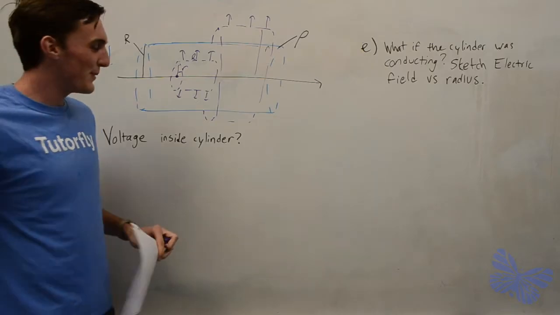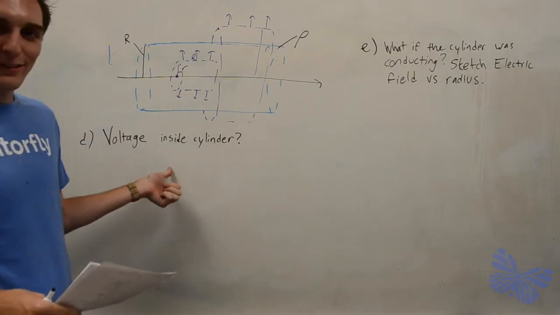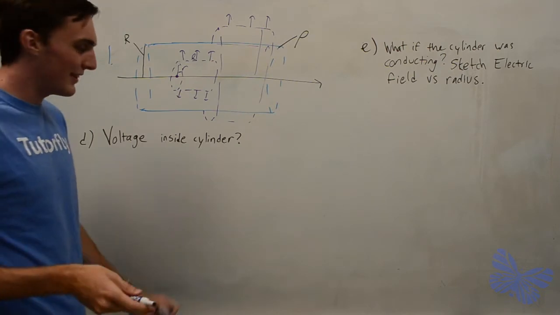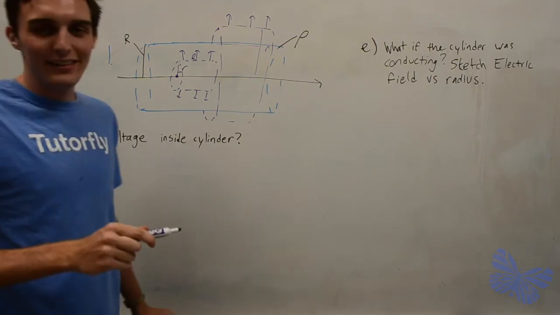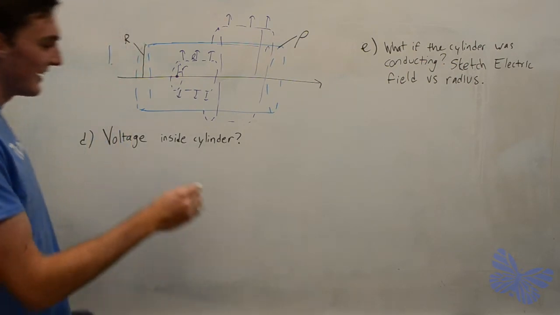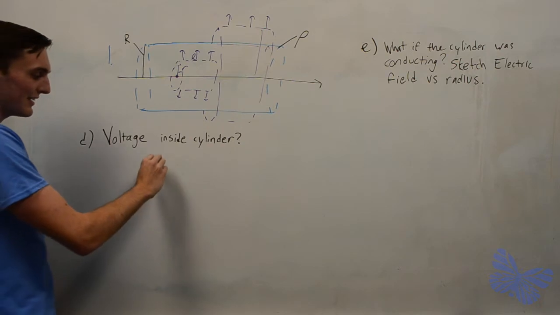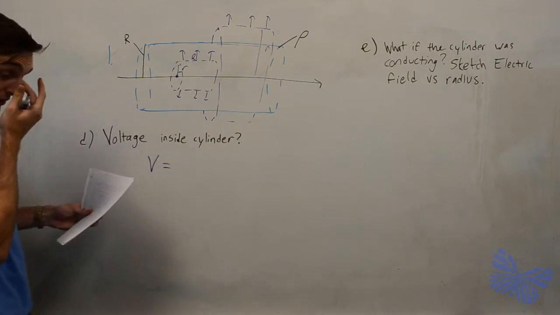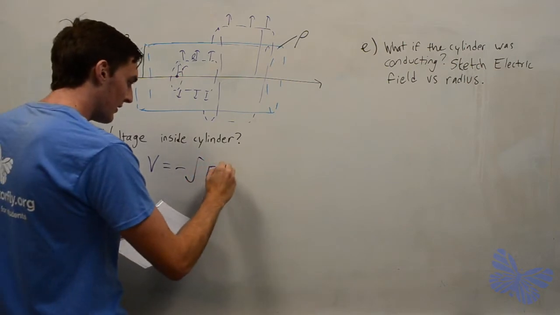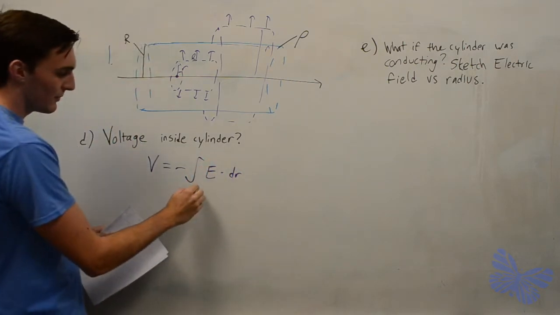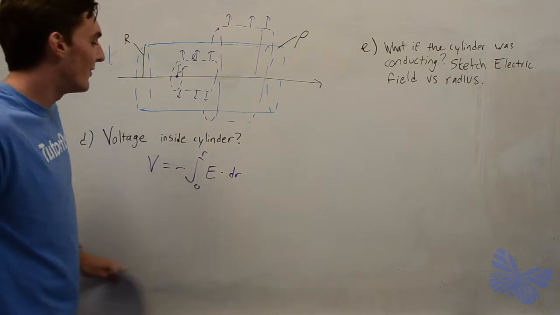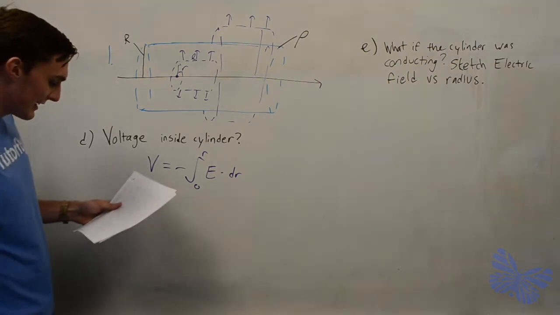Alright, so for the next part, instead of asking for the electric field, it asks for the voltage. And so an easy relation between the voltage and the electric field is just that the voltage is the integral of the electric field with respect to distance. And so in this case, we can just calculate it as V equals the negative integral of E dot dr from 0 to some radius r. And this is given on your equation sheet, so don't stress too much about memorizing it.